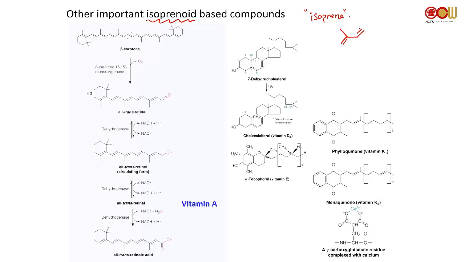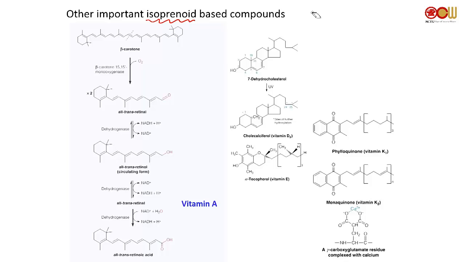Because each isoprene is 5 carbons, and let's say you have cholesterol, which is probably 30 carbons or above, right? The additional carbons require further reactions. But just remember that isoprenoids are essentially derived from DMAPP and IPP. That's something that we talked about, right?